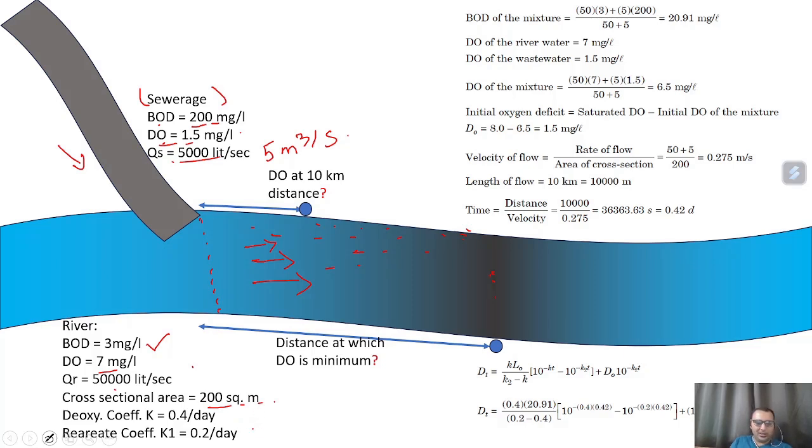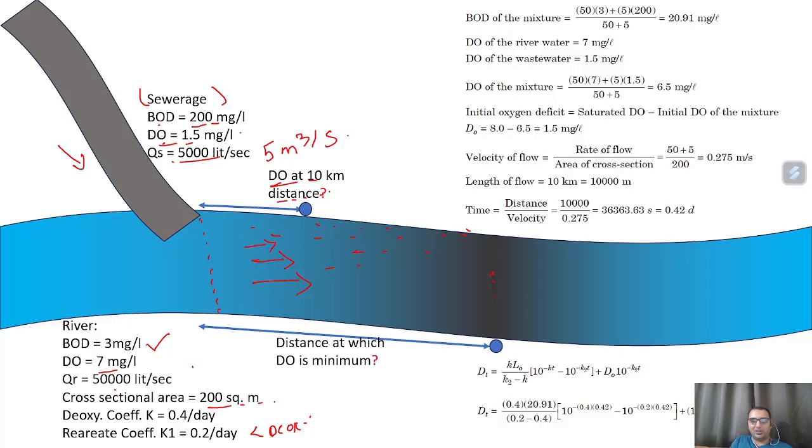You can see that the reaeration coefficient is actually less than the deoxygenation coefficient. So this means the ability of the river to reaerate itself is less than the organisms which are eating away the oxygen, and that is the reason why we should not put any sewage into our flowing rivers. Now let's see how we can solve our two questions. So first question is, what is the DO level at 10-kilometer distance? So can we find that?